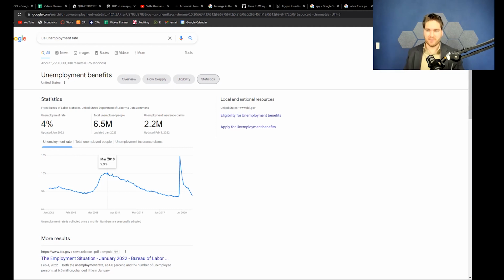Labor force is very different. Labor force is probably a better measure of the total actual health of an economy, in my personal opinion. In terms of its capacity, its ability to produce value and economic growth going forward, labor force is far more important than unemployment rate. Unemployment rate is excluding a ton of people. It's only including people who are looking for work and can't find a job, right?